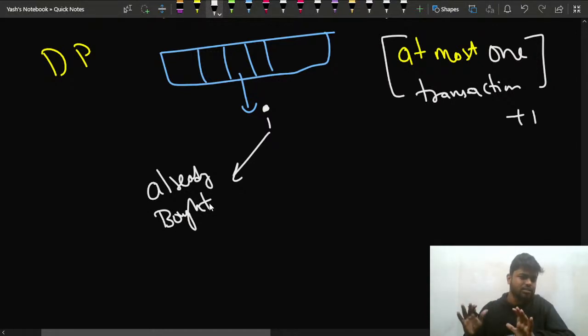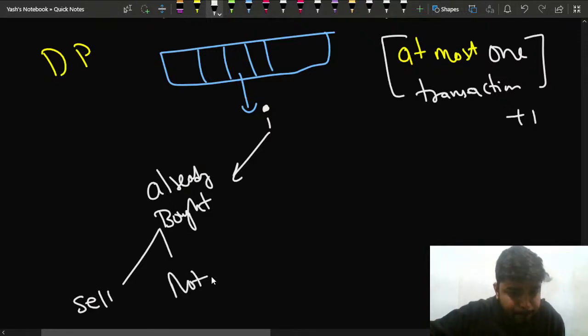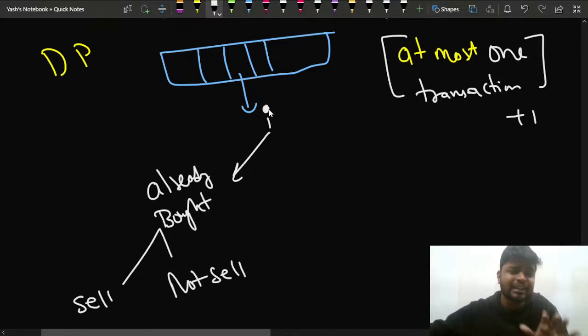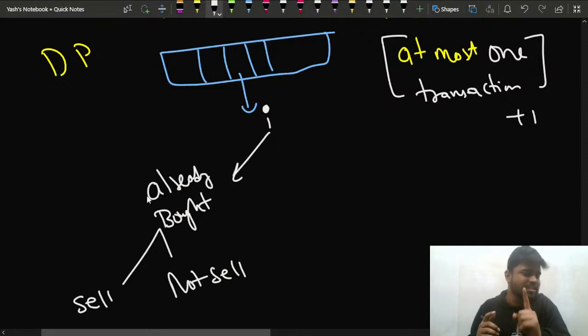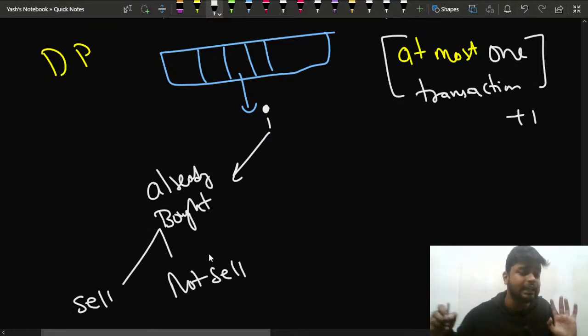If I have already bought the stock, then what can I do on this particular day? I can either sell it or not sell it. Suppose I reach this ith day from the previous index. If I already have a stock with me, I'll not be buying more stocks. I'll either sell it or I'll not sell it.